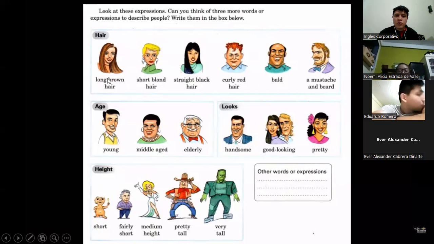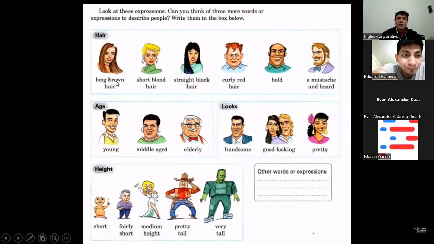Do you know this vocabulary already? The meaning? ¿Ya conocemos este vocabulario, chicos? A little bit? No. Okay, so let's see, we have this first one, long brown hair. Long means largo, right? Brown, ya sabemos que es un color. ¿Qué color es brown, guys? Café, exactly. So long brown hair es un pelo largo, color café.